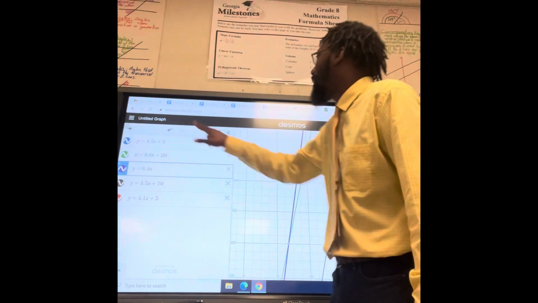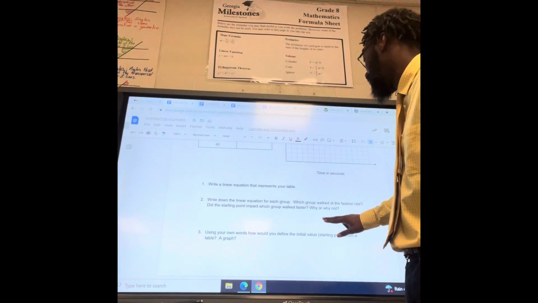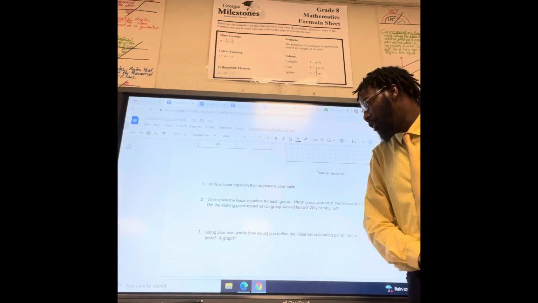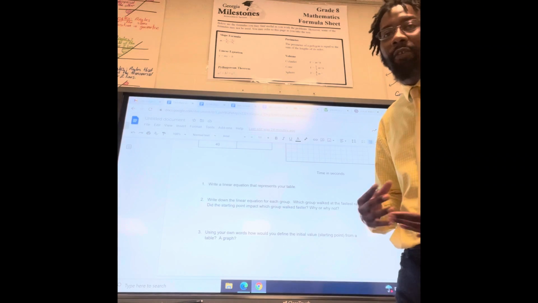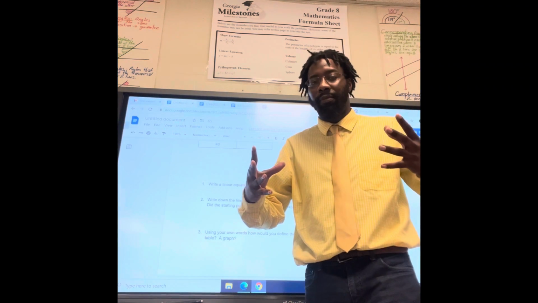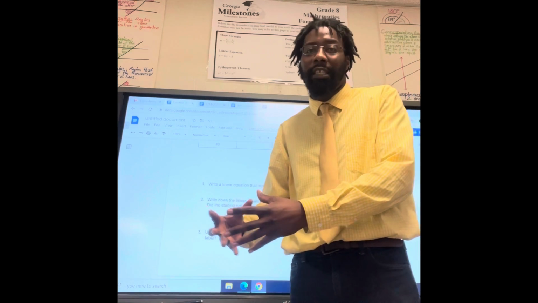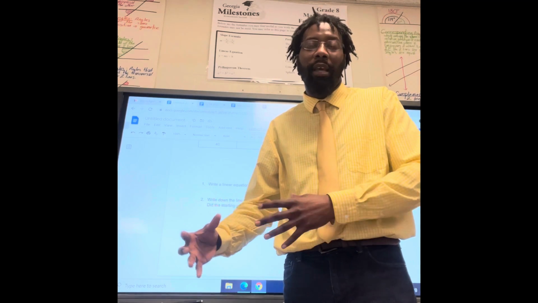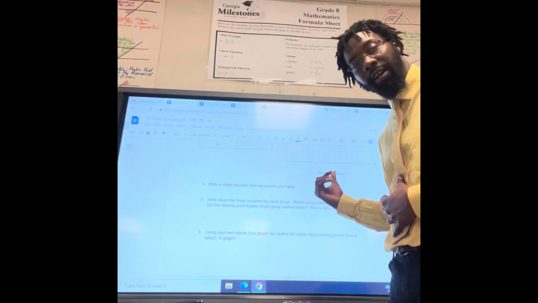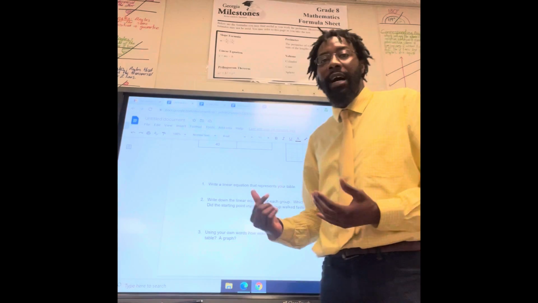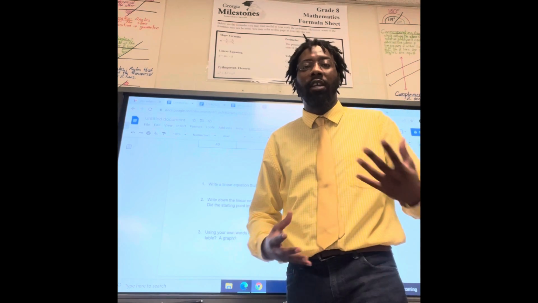And going to the worksheet, the last question: using your own words, how do we define initial value from a table and a graph? They had to look at the table. And they noticed that, okay, when I have an input of 0, that output is my initial value or my starting point. Now, how does that look on the graph? Well, that's my y-intercept. Where the line crosses my y-axis, well, that's the y-intercept or the initial value.